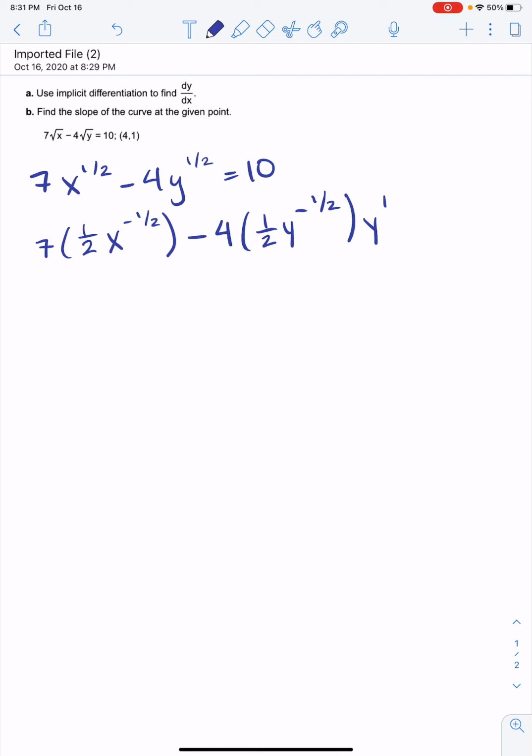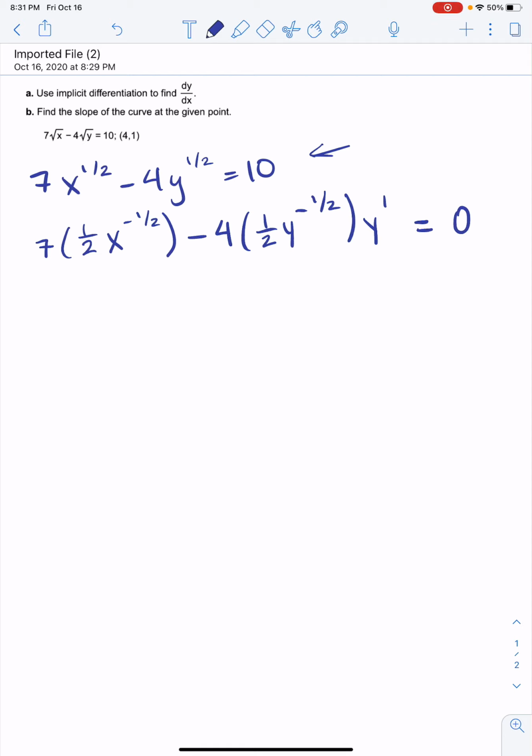We can assume that y depends on x, but we can't solve for y. Like if you look in this first line up here, we can't solve for y, and so that's why we're doing this implicit differentiation. Okay, then we need our equals sign, and the derivative of 10, 10 is just a constant, so the derivative is 0. Okay, so this is our equation.